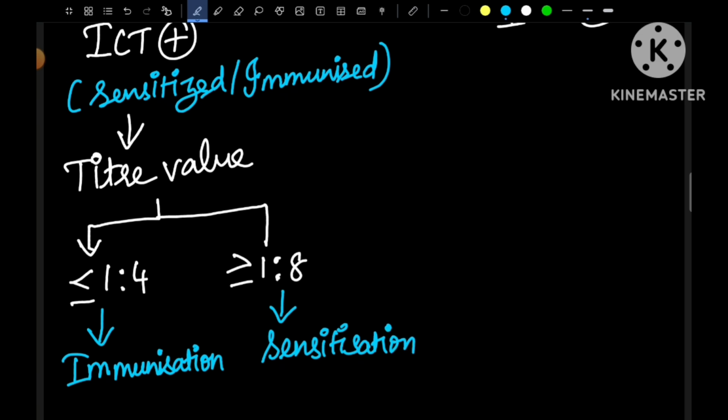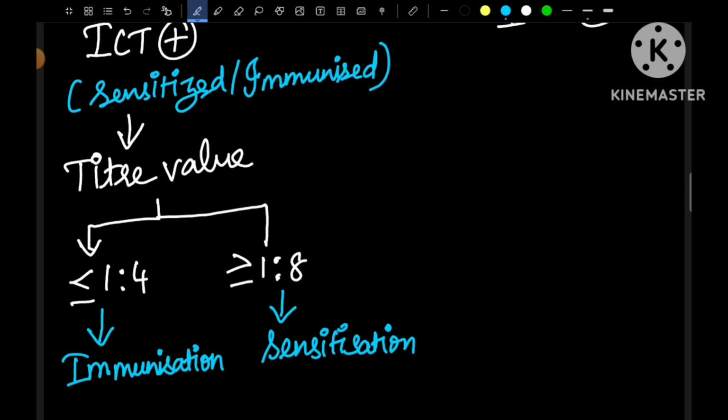What does it mean? If there is less than 1:4 titer value, that means there are no extra antibodies coming to attack the fetal antigens. But if the titer value is more than or equal to 1:8, it means there is some sensitization of antibodies. There are some extra antibodies present in the blood. Okay, that's what it means.